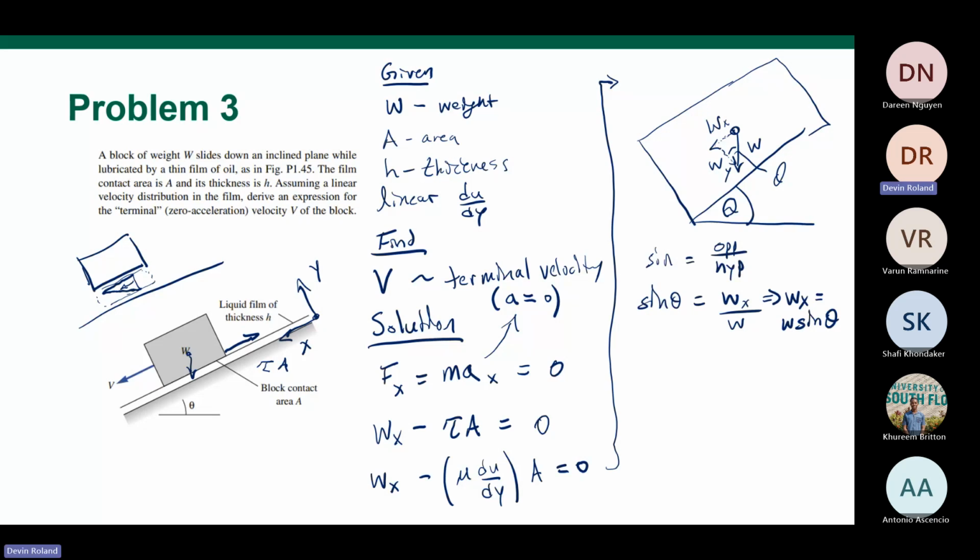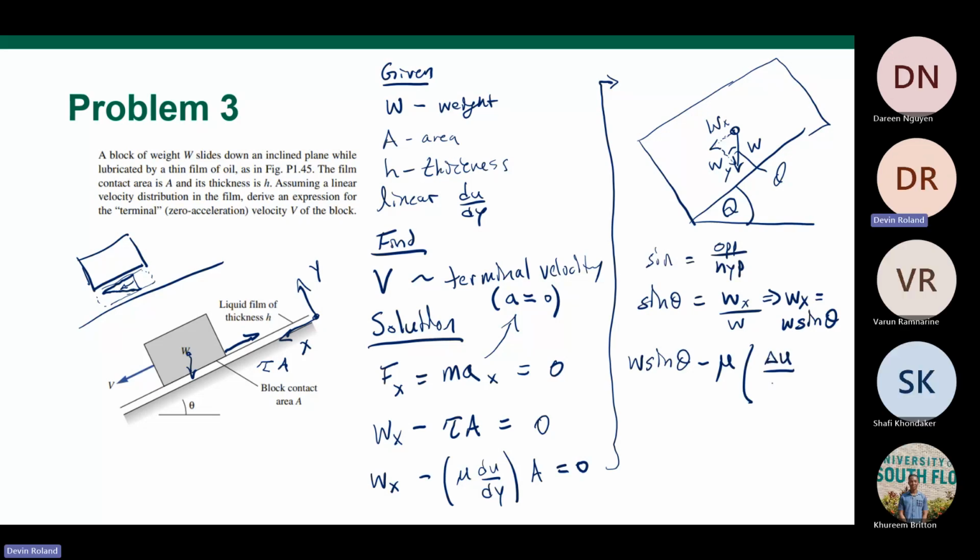And then the shear force, like I said, is going to be the mu du dy. So for Wx, we'll write W sine of theta, and we'll subtract mu. And then just like the previous problem, we can write that du dy as delta u over delta y, because it's linear, times A, equals 0. This is linear.